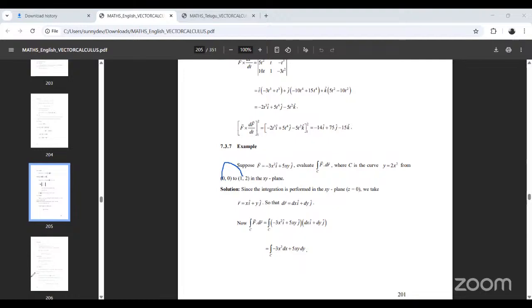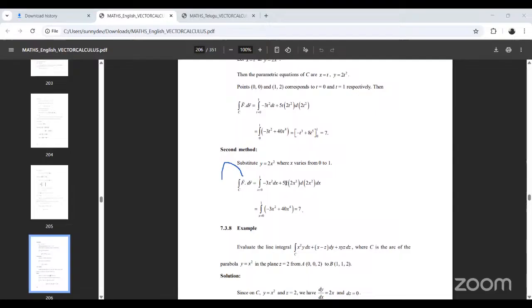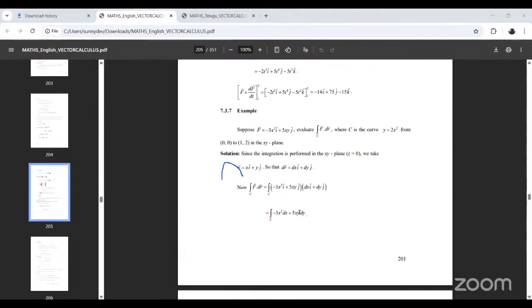So totally the functions are changing into y in x. So F dot dr is 3x square dx plus 5x, and here in place of y, we have to substitute 2x square. Again, that is d of 2x square. In place of y, d of 2x square becomes 4x. Okay, so this we have.